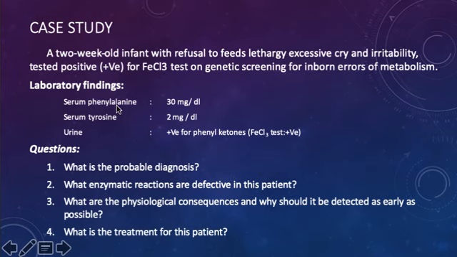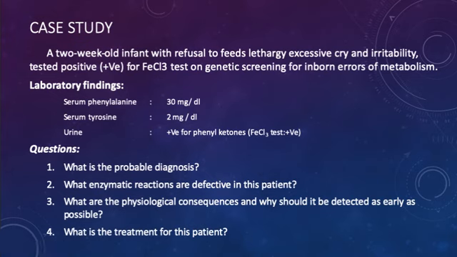So the laboratory findings: the serum phenylalanine is 30 milligrams per deciliter, serum tyrosine 2 milligrams per deciliter, and urine is positive for phenyl ketones, that is, the ferric chloride test is positive. So what is the probable diagnosis? What enzymatic reactions are defective in this patient? What are the physiological consequences, and why should it be detected as early as possible? And what is the treatment for this patient?